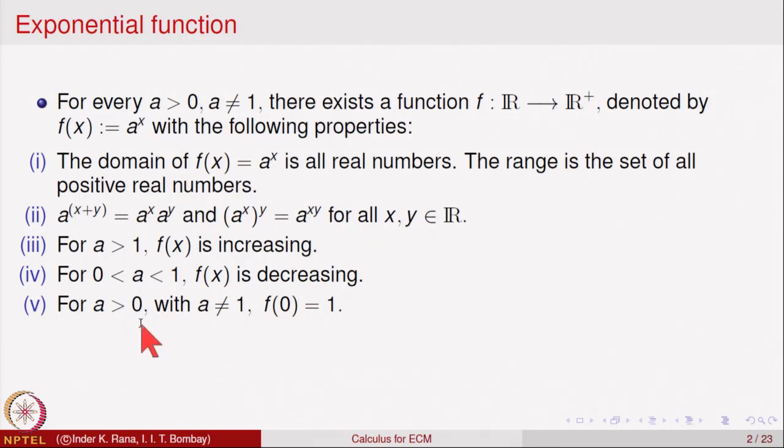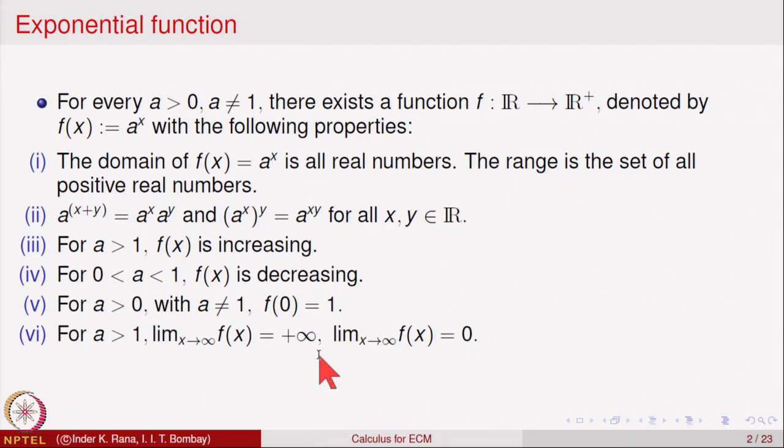For every positive real number a, not equal to 1, of course, f of 0 is equal to 1. That means, 1 is a positive real number, and for this image, the pre-image is nothing but 0. So, 0 is mapped into 1, so that means a raised to power 0 is equal to 1 for every a.